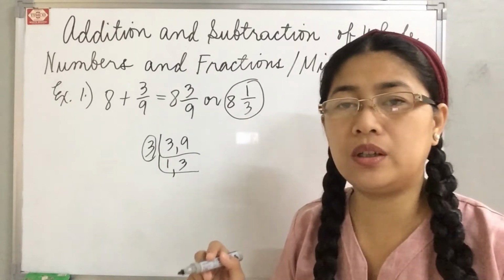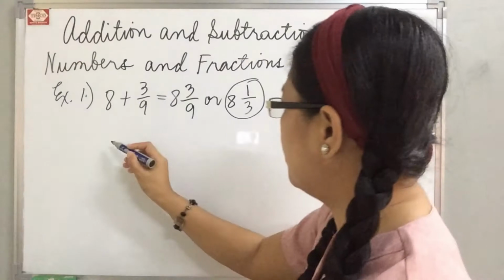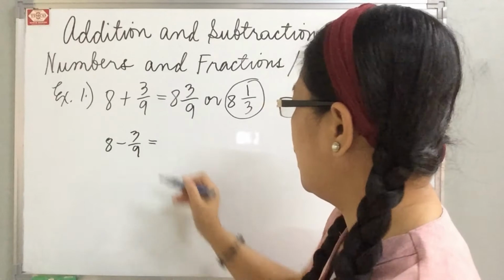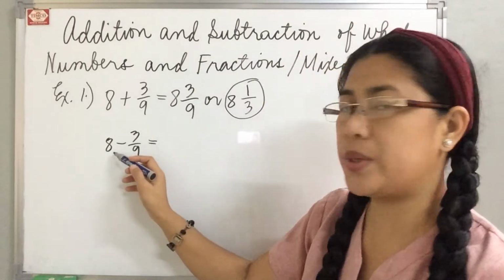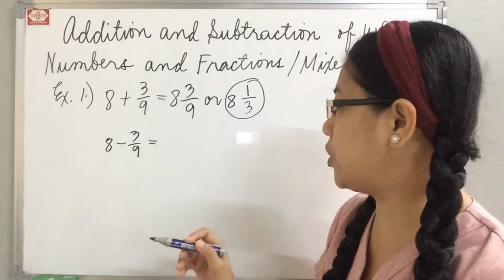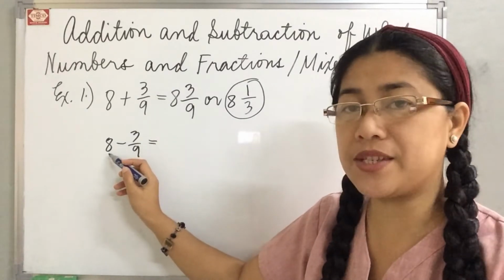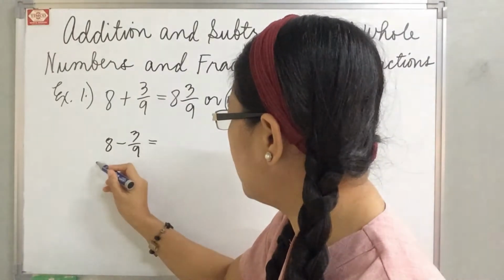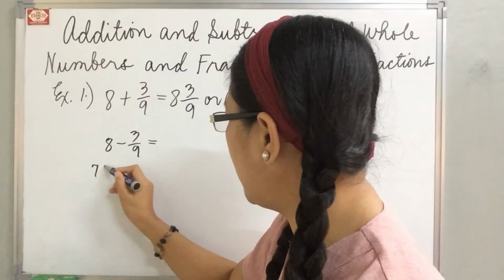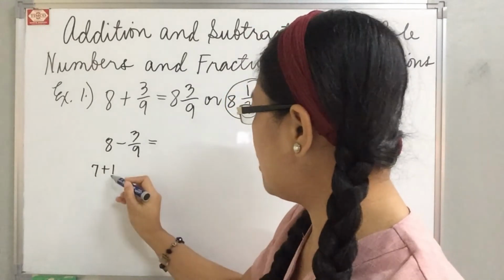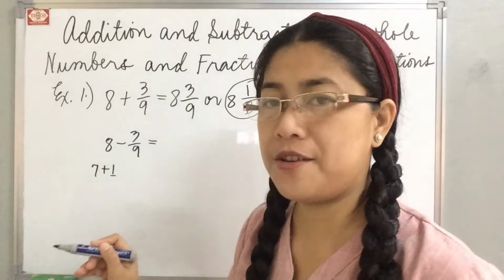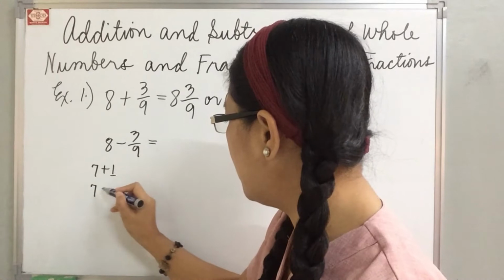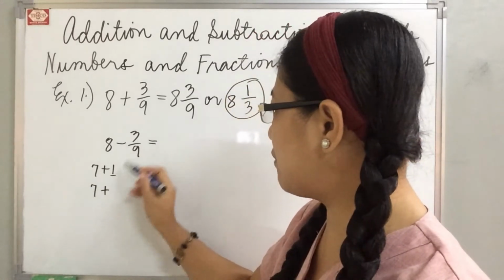Now let's do the subtraction. So we have 8 minus 3 ninths. In subtracting a fraction from a whole number, it is not as simple as addition because we are going to rename 8 as a mixed number. How do we do that? Okay, let's start with renaming 8 as 7 plus 1. And then, rename this 1 as a fraction, similar to 3 ninths.